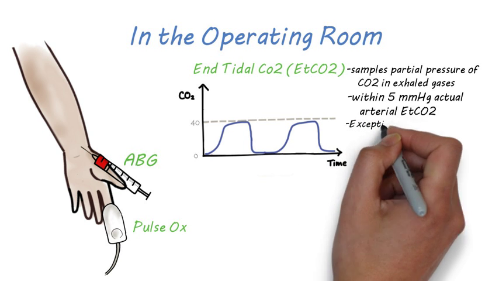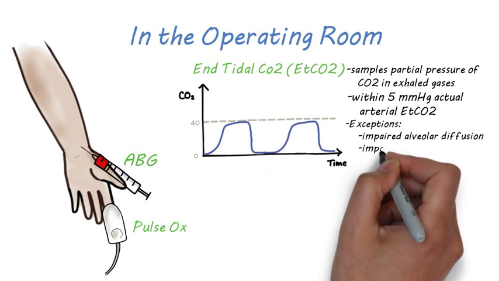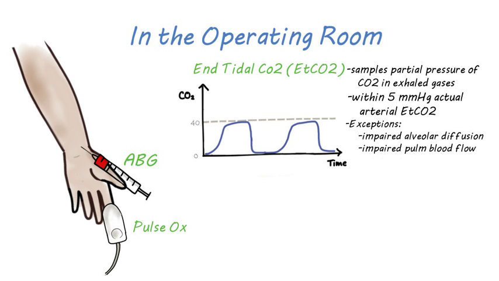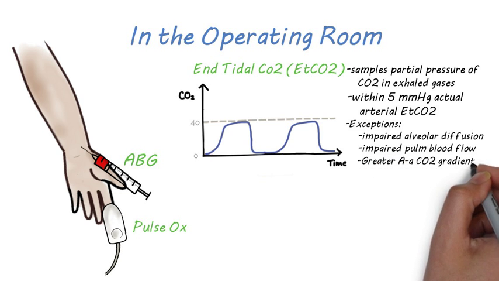Some exceptions to this include patients with severely impaired alveolar diffusion or severely impaired pulmonary blood flow, for example, cardiopulmonary arrest or massive pulmonary embolism. In these cases, there will be a greater alveolar to arterial CO2 gradient.